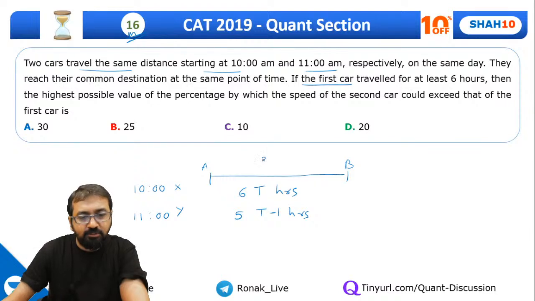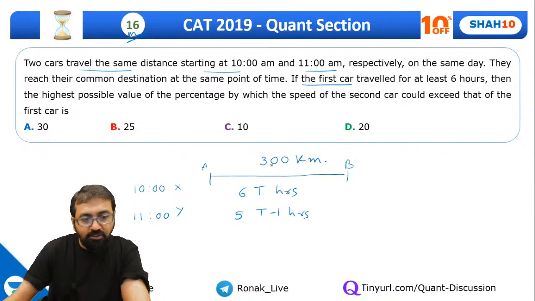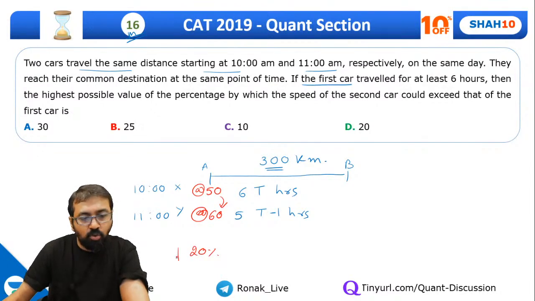So it's very convenient for us to assume some distance. Let me take 300 kilometers as the distance. I'm just going ahead with the minimum value. So if I take 300 as the distance, what will be the speed of the first car? Can I say 6 hours, 300 kilometers? The speed will come out to be 50 and this will come out to be 60. So the speed of the second car is 20% more than the first car.